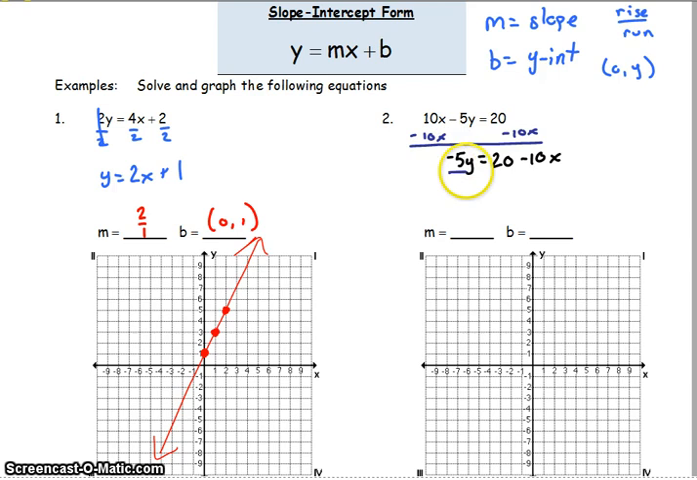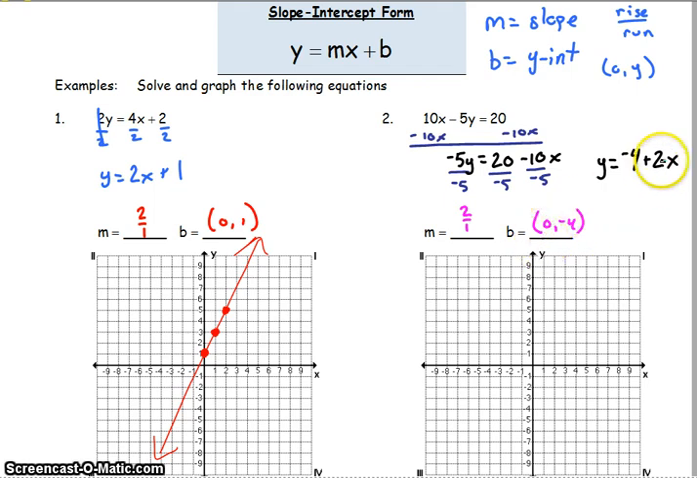Now I have to move a negative 5, so I'm going to divide each term by negative 5 to get my new equation. My 5's canceled, so I'm left with y equals 20 divided by negative 5 is negative 4, and negative 10 divided by negative 5 is positive 2x. That gives me a slope of 2 over 1 again, but it gives me a y-intercept of 0, negative 4.